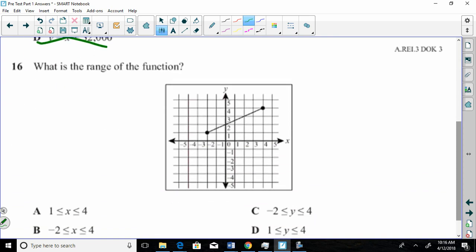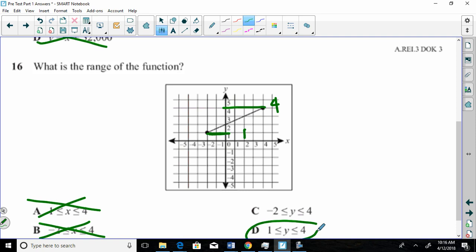What does range mean? What letter? Y. So, which two can I eliminate off the bat? A and B. Eliminate them. Make sure you use that tool. Why look at it and confuse yourself? We know range is Y. Now, what's the smallest Y there is? -2. But that's domain. Remember, range is up and down. Yeah, so this is 1, and what's this one? 4. So what's your answer?